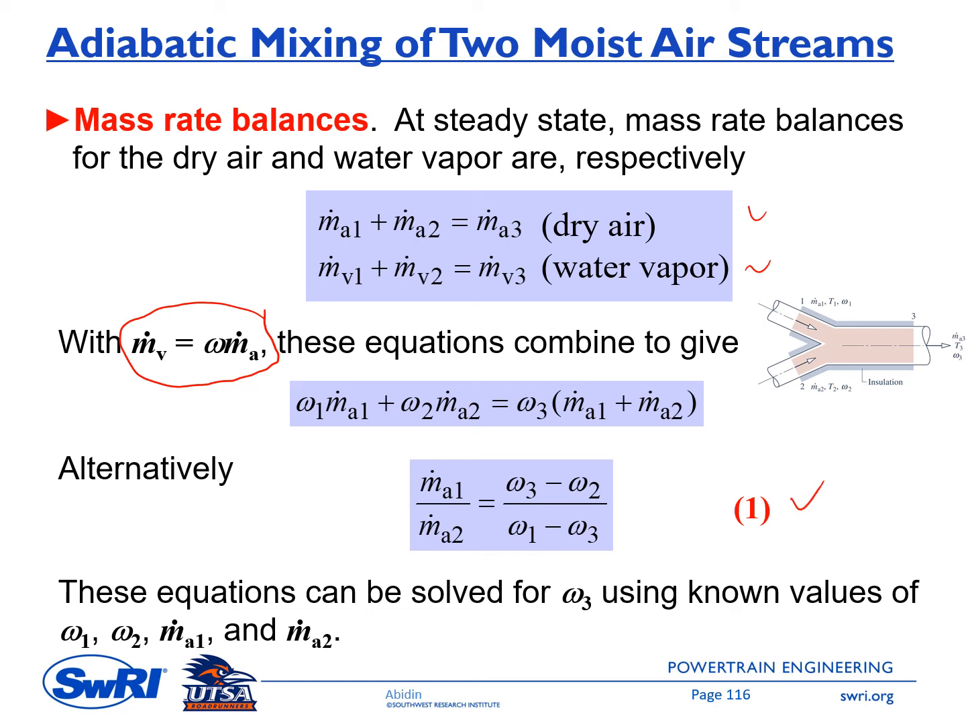In this case, the ratio of m.a1 over m.a2 equals omega 3 minus omega 2 over omega 1 minus omega 3. So this can be solved for omega 3 using the known values of omega 1, omega 2, and then m.a1 and m.a2.